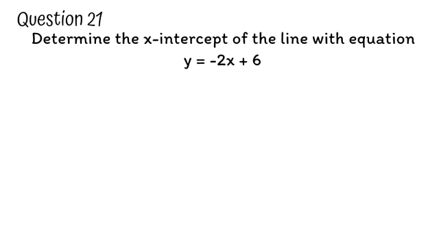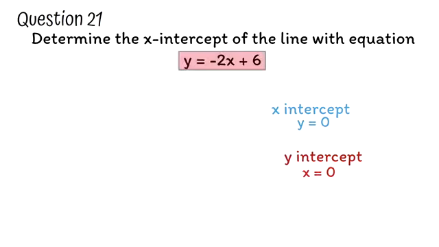Question 21. Determine the x-intercept of the line with equation y equals negative 2x plus 6. When an equation of a line is given, you can be asked to find x or y-intercept. To find the x-intercept, put y equals 0, and to find the y-intercept, put x equals 0. We have the equation of the line to be y equals negative 2x plus 6.